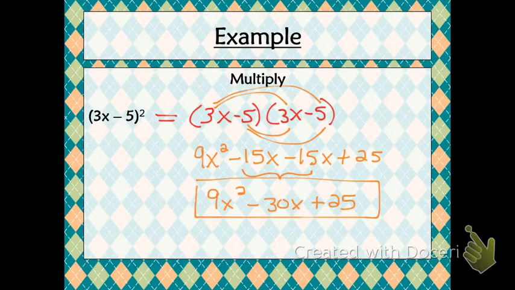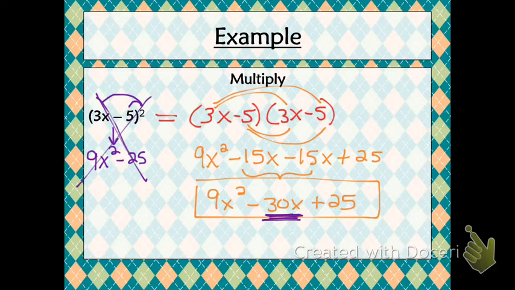Now, one note before we move on, I'll tell you that the most common wrong answer that I see for this is that people think that they can distribute the exponent too, and they get 9x squared minus 25. Notice that's not what we got here. That's missing the middle term of negative 30x. So you cannot distribute an exponent across addition or subtraction.